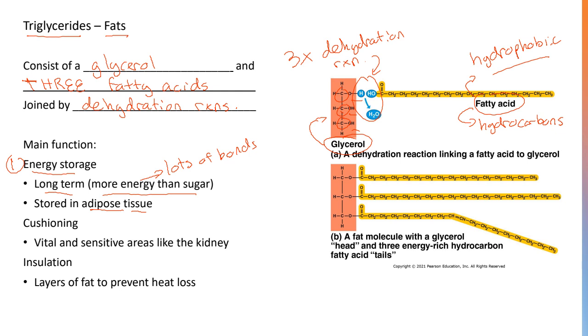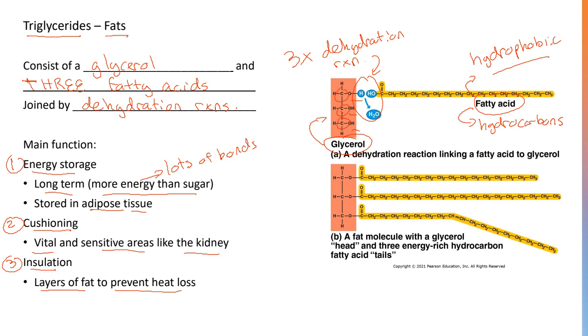Another function of fat is usually cushioning vital and sensitive areas like the kidney, and also insulation, layers of fat to prevent heat loss. Now, this may not matter much for us as humans, but seals or whales, for example, have a lot of these fats because they need to stay warm, right?